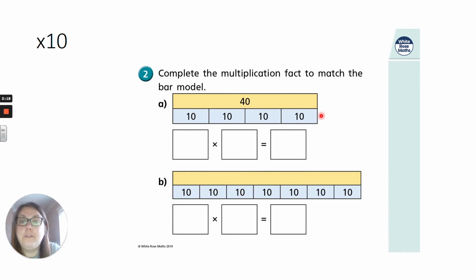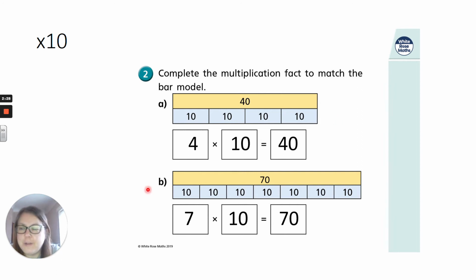Yeah, we've got 4, haven't we? We've got 4 parts in the bar model. So it's 4 times 10 equals 40. Perfect. Oh, I've popped the bottom one on there as well. Sneaky peek, we can have a sneaky peek at it. So we've got 7 lots this time. 7 times 10, which is 70.